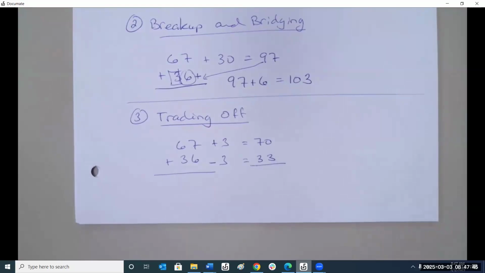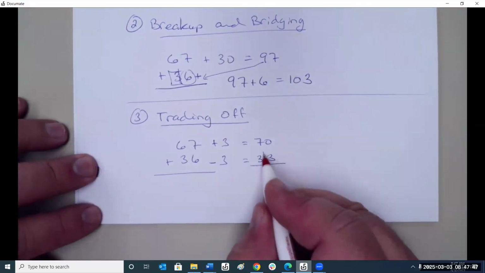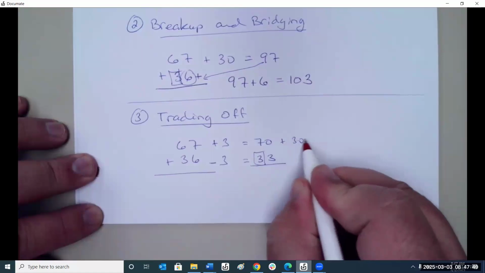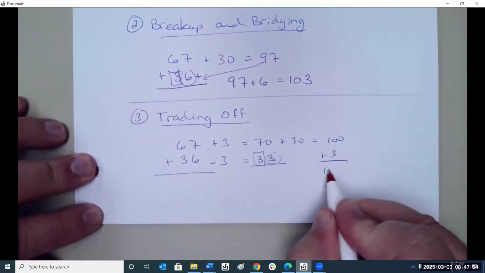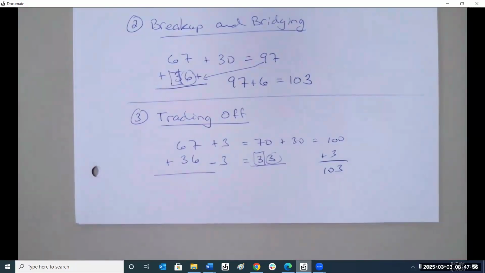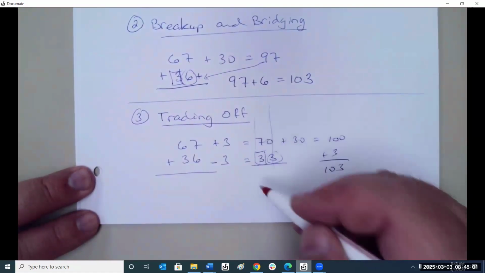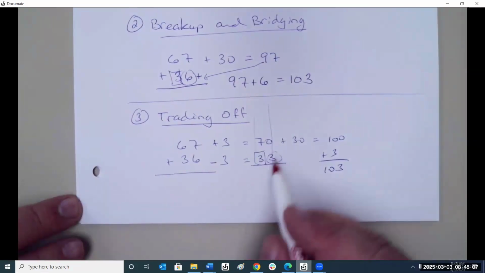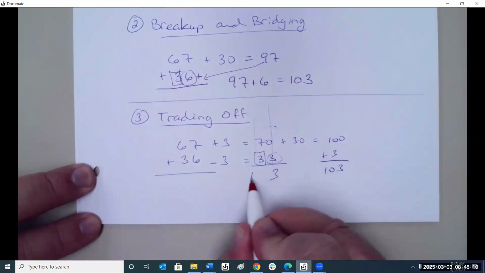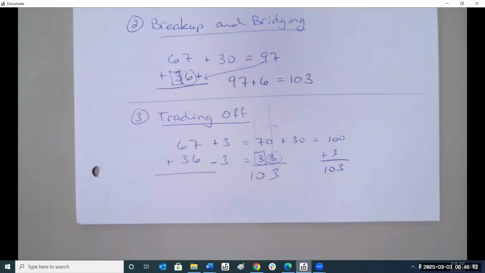Can we go further? We can even go further if we wanted to. We can take this number plus 30, make it 100, plus 3 is 103. Or you could do it right here. You can just go straight. 7 plus 3 is 10. Plus 30, so 70 plus 30. You could also do this one. So again, it's whatever path you want to go for.